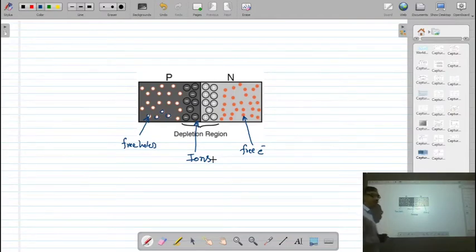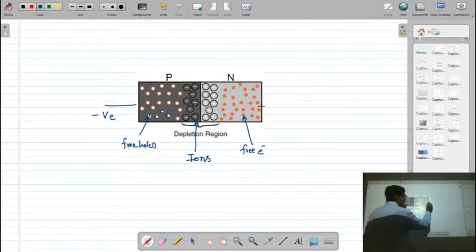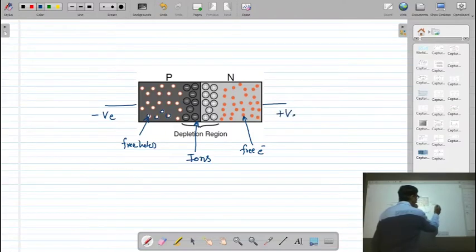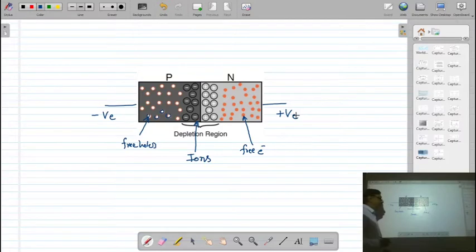Now when we apply the reverse bias, reverse bias means the p-type is connected to the negative of the battery and the n-type is connected to the positive of the battery. Then what will happen? Near the junction, this region we call the depletion region. Remember. Now the width of the depletion region is very small in the case of the Zener diode. Here we are talking about the Zener diode.